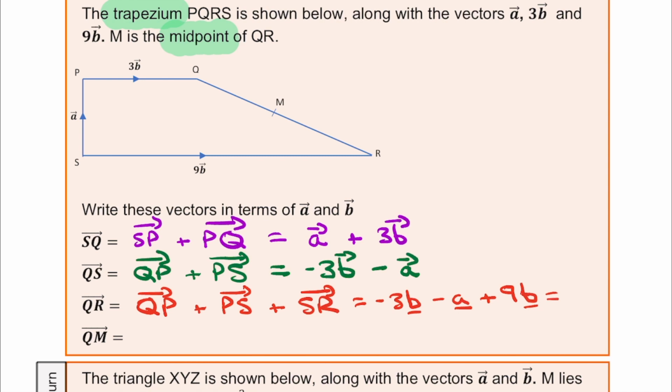And then we can just collect like terms. So I've got a minus 3B, but then I'm going to add 9Bs onto that. So that's going to give me a positive 6B. And then there's no other A's to collect, so that minus A just stays the same.